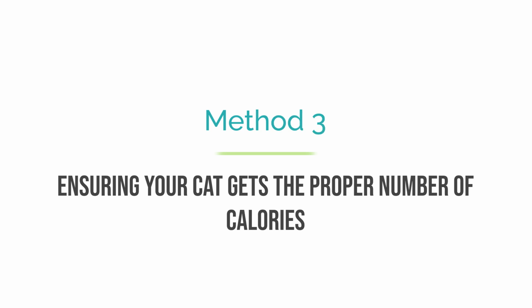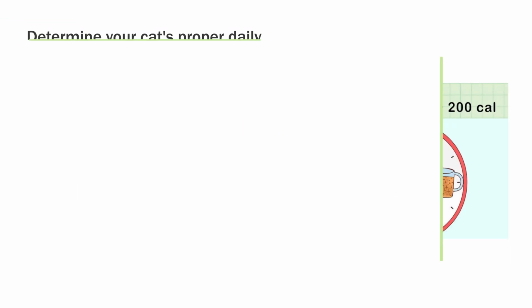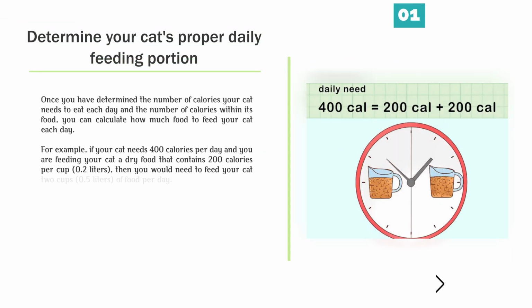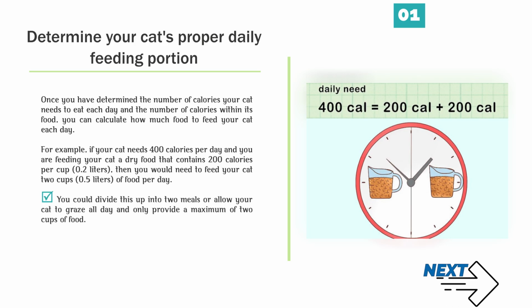Method 3. Ensuring your cat gets the proper number of calories. Number 1. Determine your cat's proper daily feeding portion. Once you have determined the number of calories your cat needs to eat each day and the number of calories within its food, you can calculate how much food to feed your cat each day.